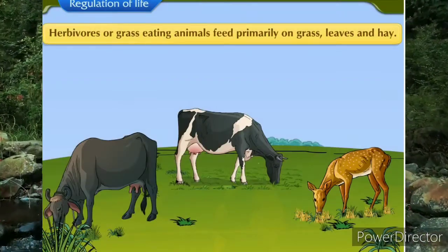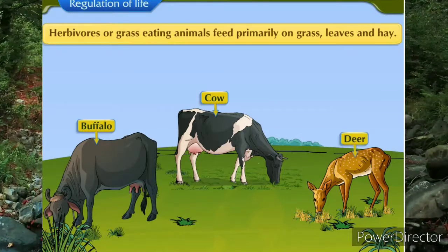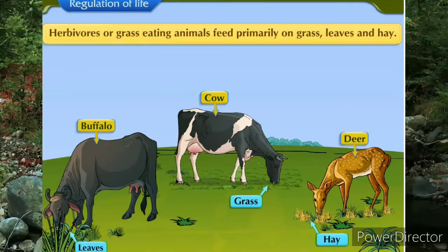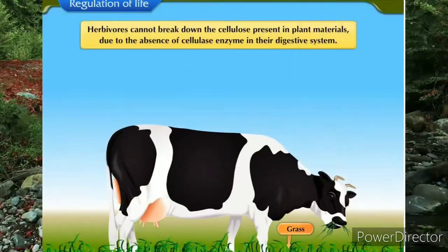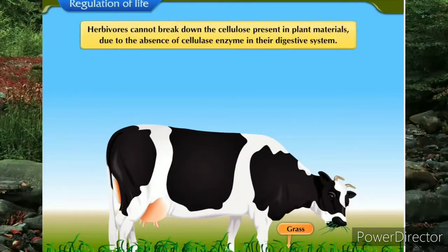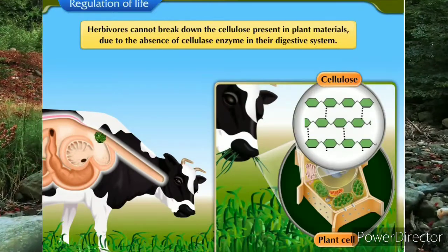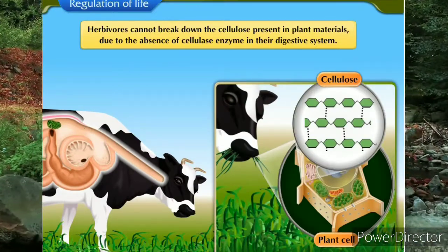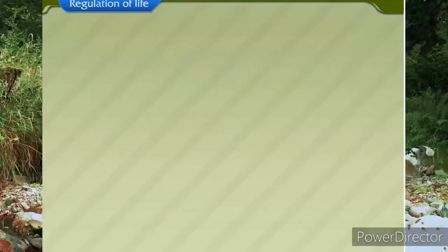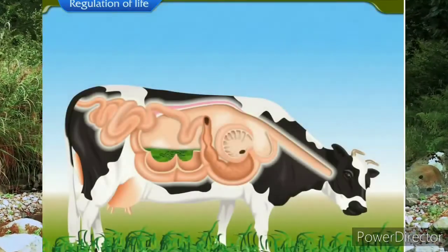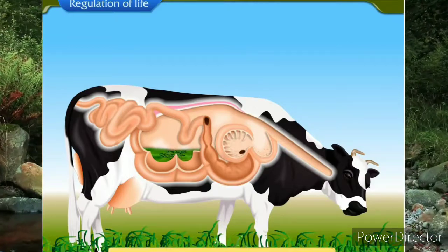Herbivores or grass-eating animals such as cows, buffaloes, and deer feed primarily on grass, leaves, and hay. The herbivorous animals are unable to directly break down the cellulose present in the complex plant materials due to the absence of cellulase enzyme in their digestive system. The undigested and partly digested food is called cud.